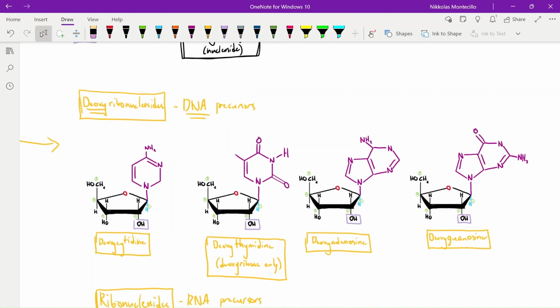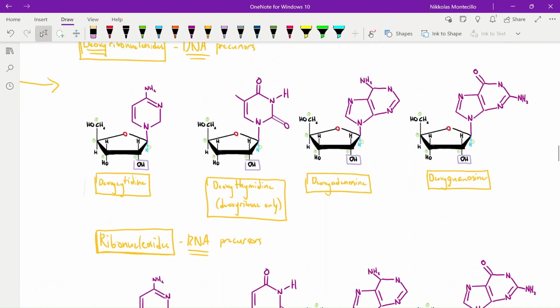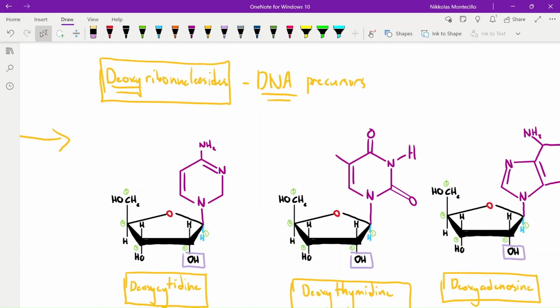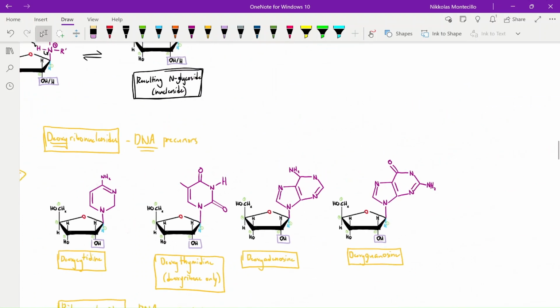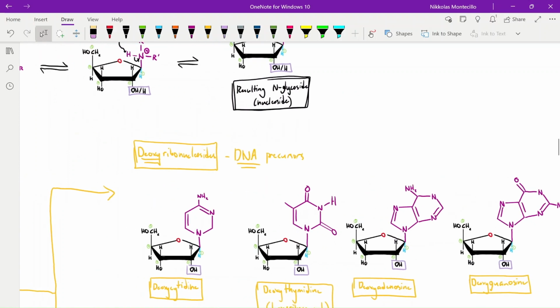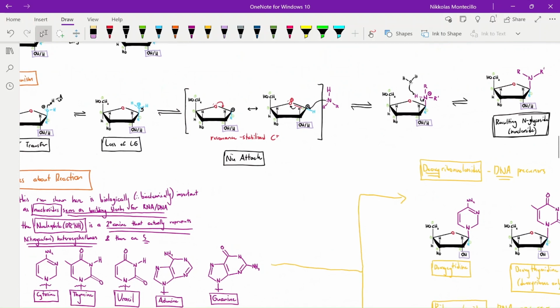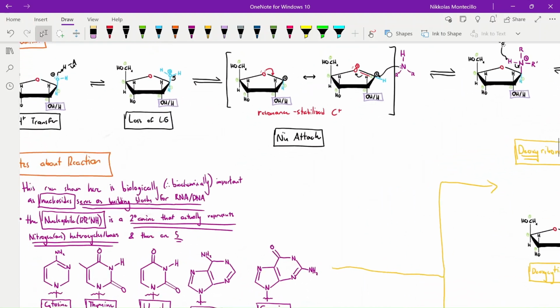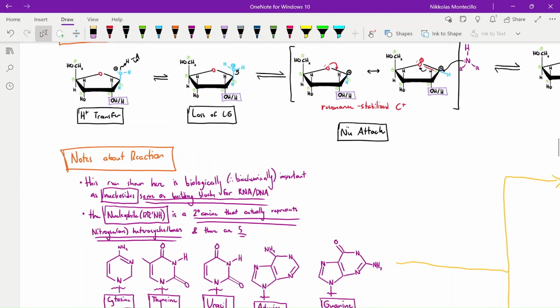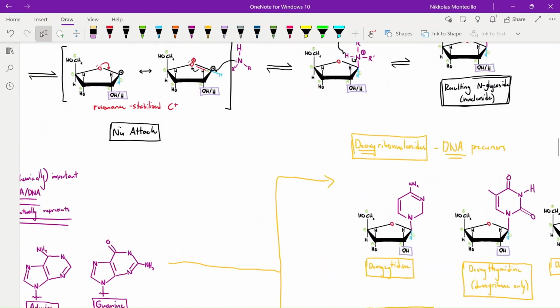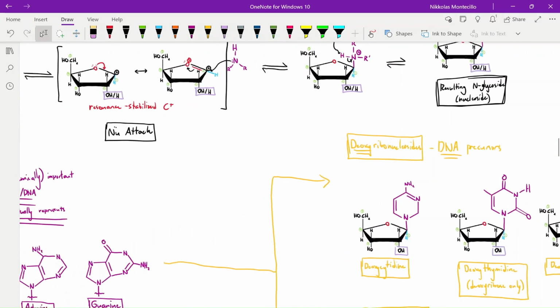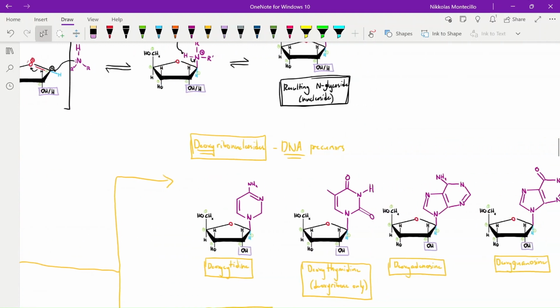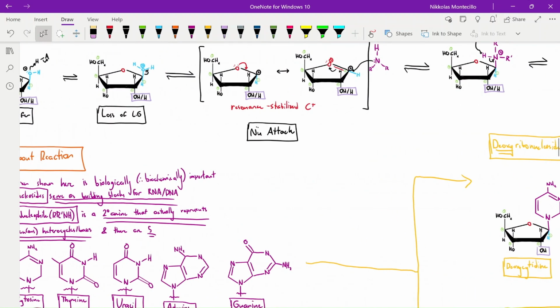So these are all DNA precursors, or deoxyribonucleosides, because we see here that there is no hydroxyl group present at carbon 2, and that's why we call them DNA precursors. So if we try to compare, we can see that deoxycytidine essentially contains the cytosine nitrogenous base. Deoxythymidine contains the thymine base. Deoxyadenosine contains the adenine base, and deoxyguanosine contains the guanine base.